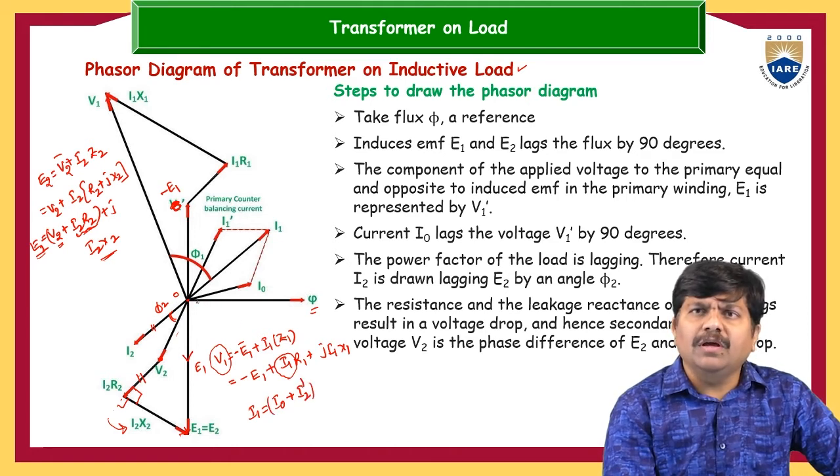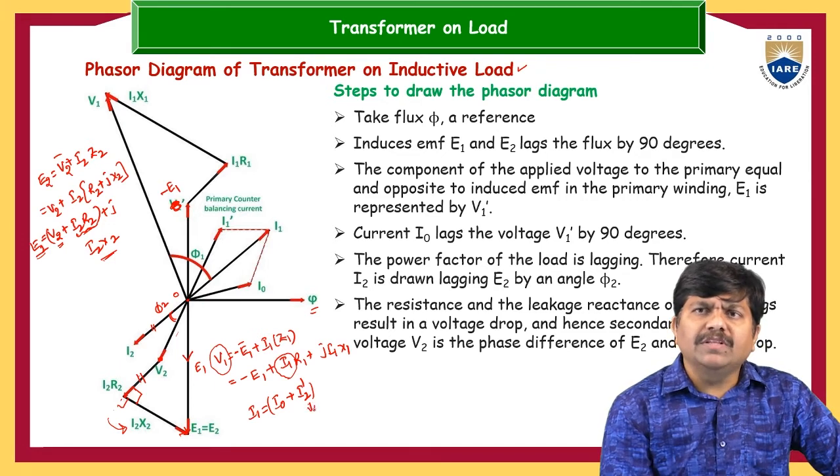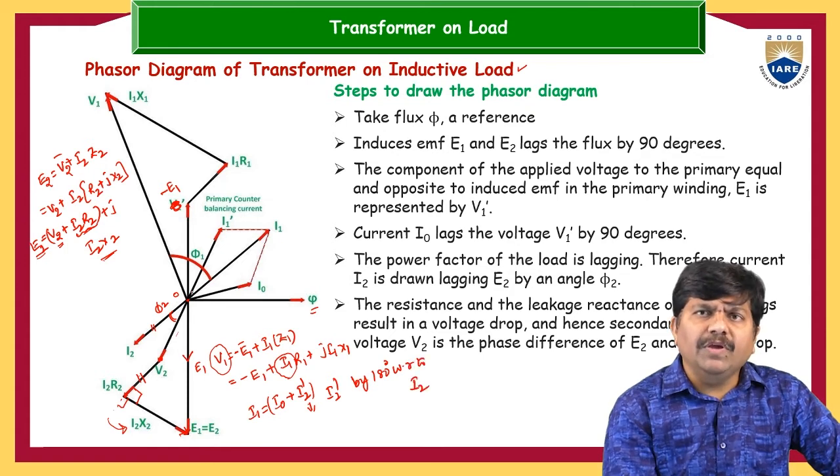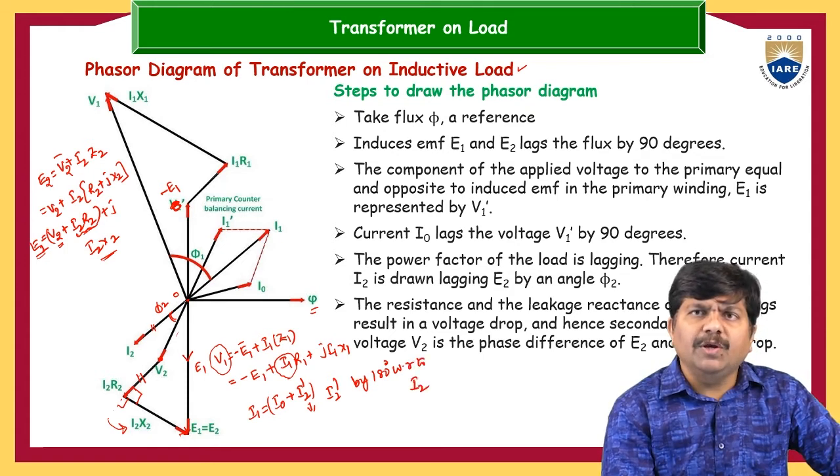Already we know the I0 direction. I2 dash we should know. Whatever the direction of this I2 dash, it will be extended by 180 degrees with respect to the I2 vector. Already we know the I2 vector. This is the I2 vector here. So you extend this line in the opposite direction, and you will get the I2 dash here.